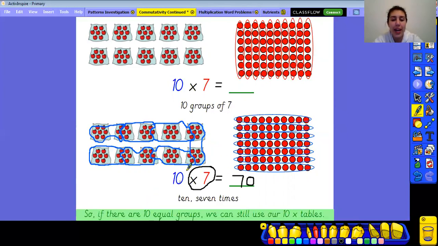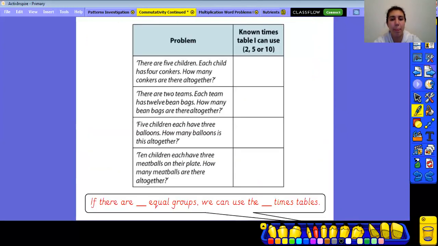So even when I've got 10 equal groups like here, I can still use my 10 times table. So that's what we're learning today. So I've got some word problems for us here.